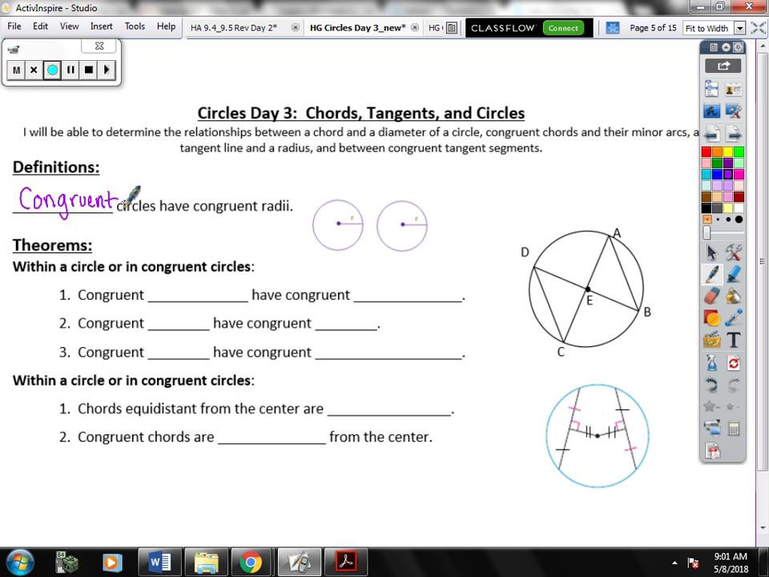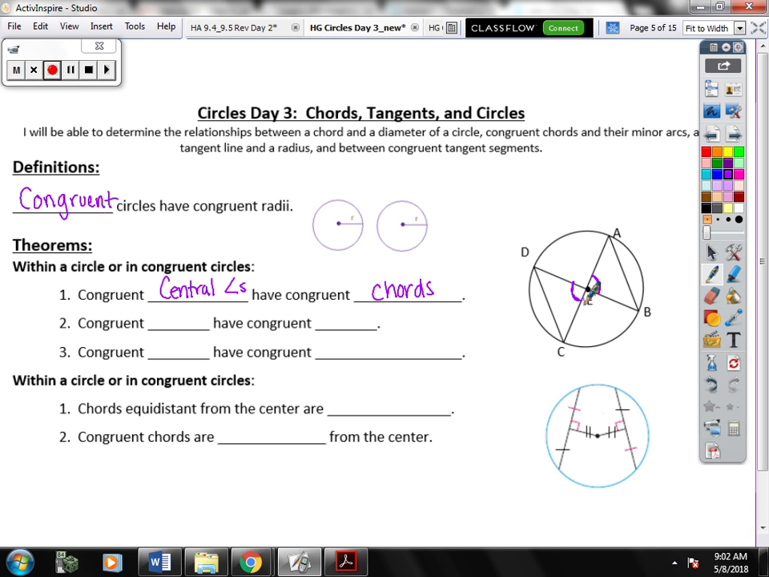The congruent central angles will have congruent chords that can be drawn. So before we move on, let's look at the picture. An example of a central angle would be angle AEB. That will be congruent to angle DEC. Why? Those are vertical angles. Okay, those are also central angles.